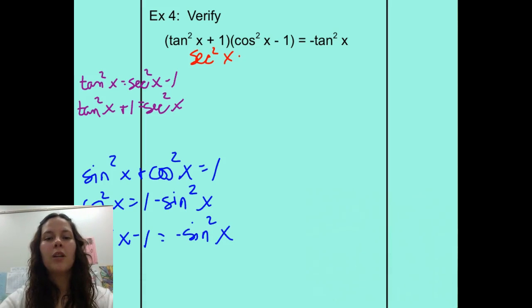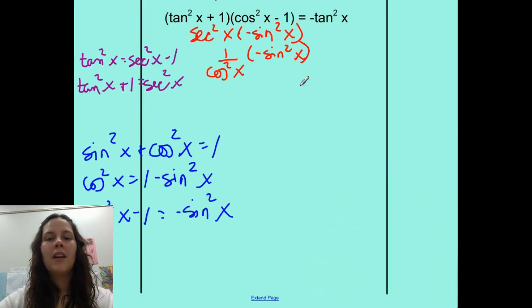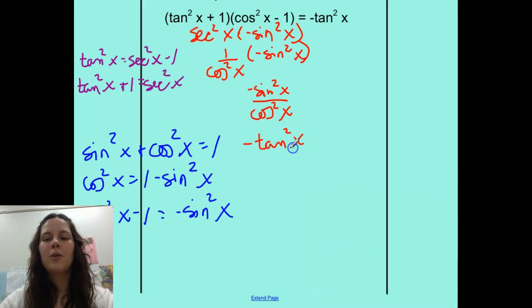So now we can go back up to our equation, substitute negative sine squared in for our cosine squared minus 1. And I'll use my reciprocal identity with secant squared. Secant squared becomes 1 over cosine squared times the opposite of sine squared. If we want to simplify that and put it as one fraction, we get negative sine squared over cosine squared. Sine over cosine is tangent, so we have the opposite of tangent squared, which equals what we started with on the right-hand side.